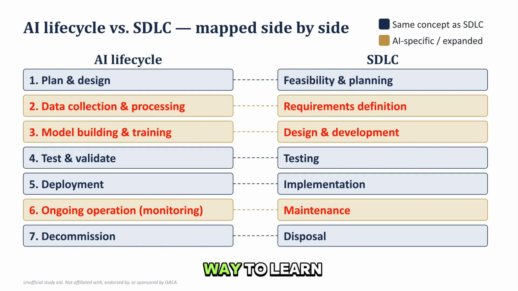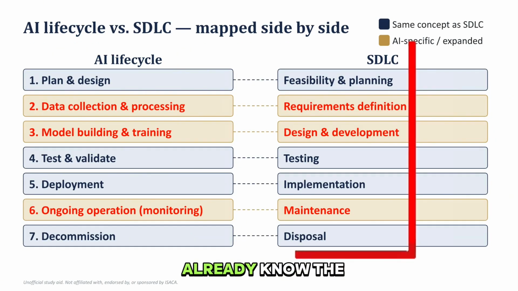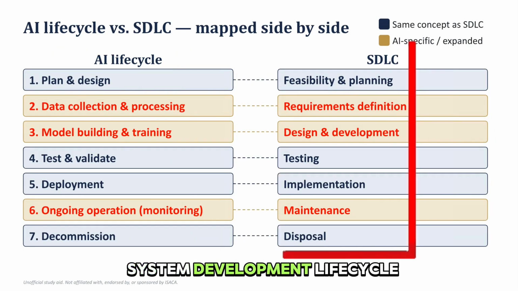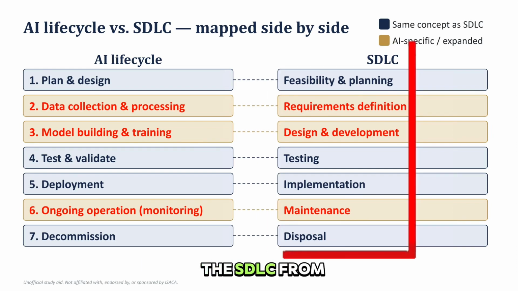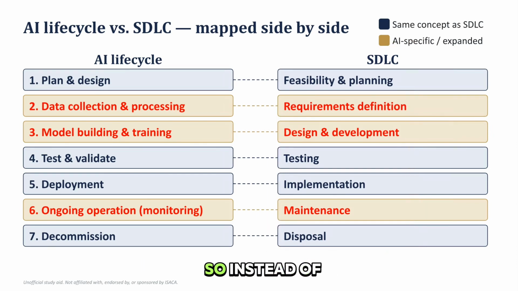Here's the fastest way to learn this. Most of you already know the traditional IT system development lifecycle, the SDLC, from CISA track work. So instead of teaching you a brand new framework, I'm going to map the AI lifecycle right on top of it. 7 stages on each side. Let's walk through them.